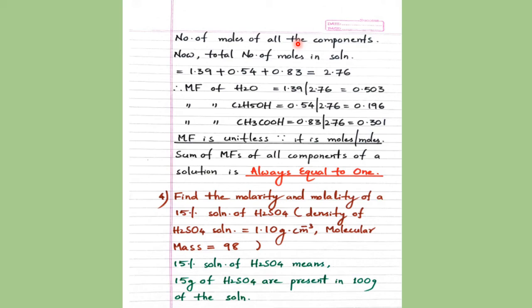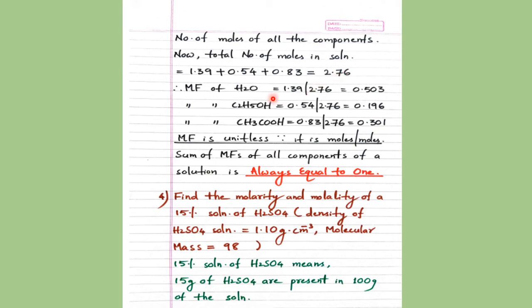Okay, that is the mole fraction formula. And when you add the mole fractions of both, it is equal to 1. Accordingly, I have written here a definition. Then this is the total number of moles present in the solution, equal to the first component, second, third, total is 2.76 moles.